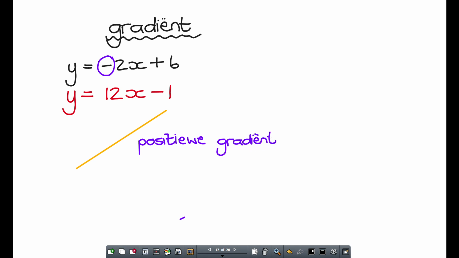Okay, positive gradient. And if the line goes that way, which hand did I put up? The left, so this will be a negative gradient.